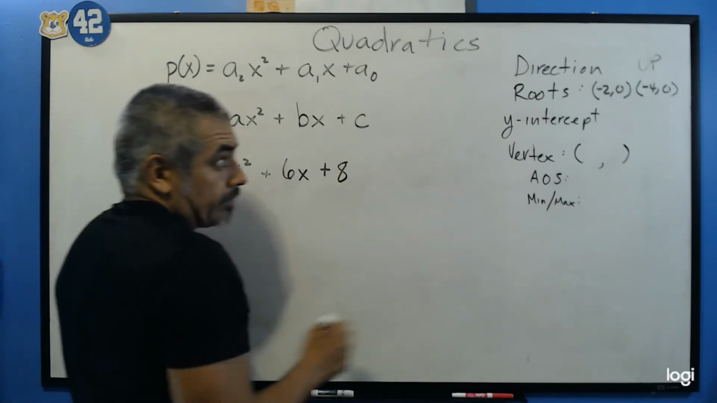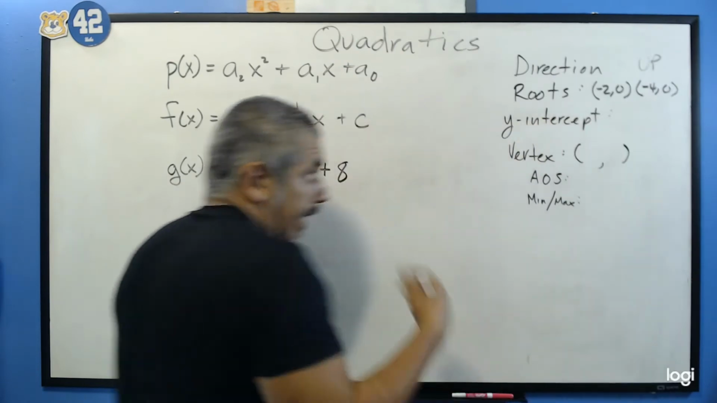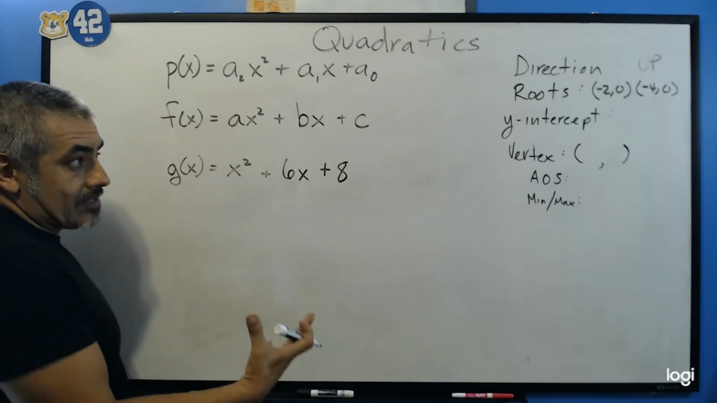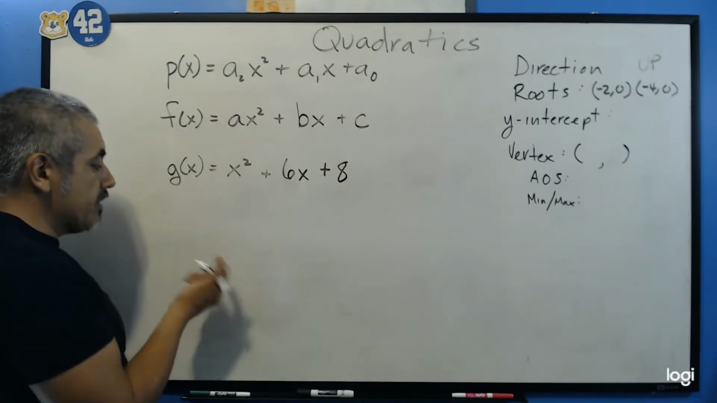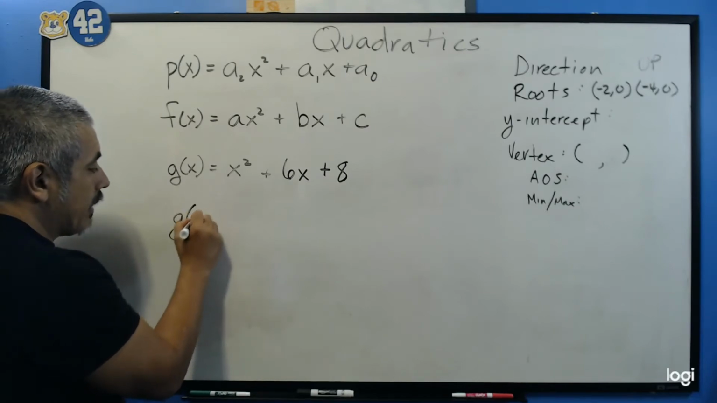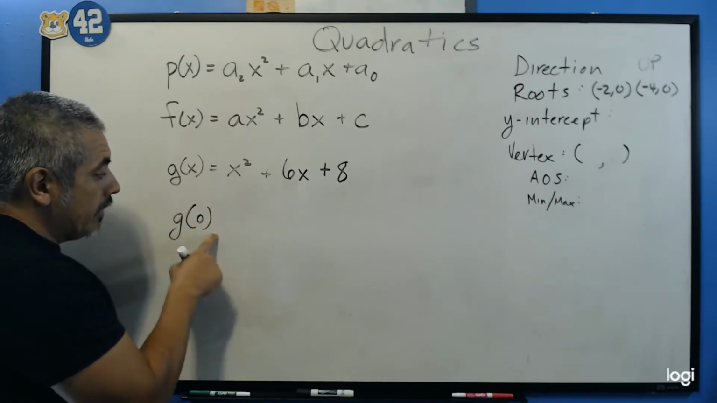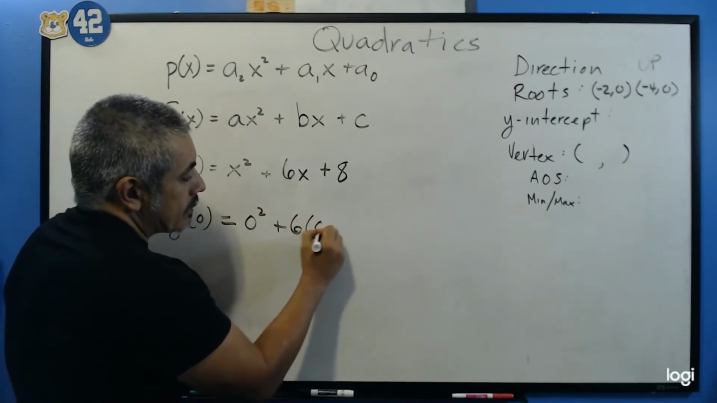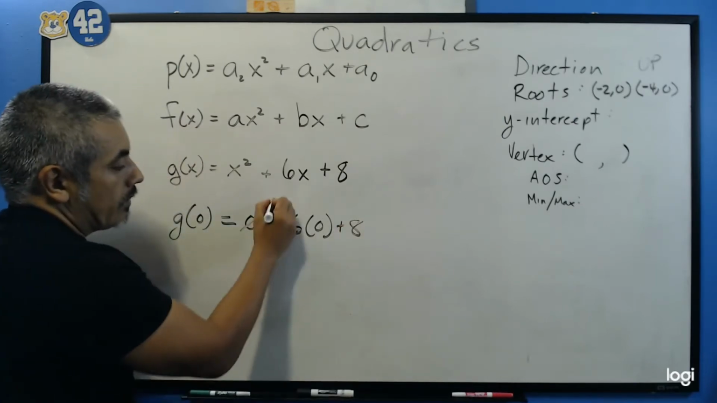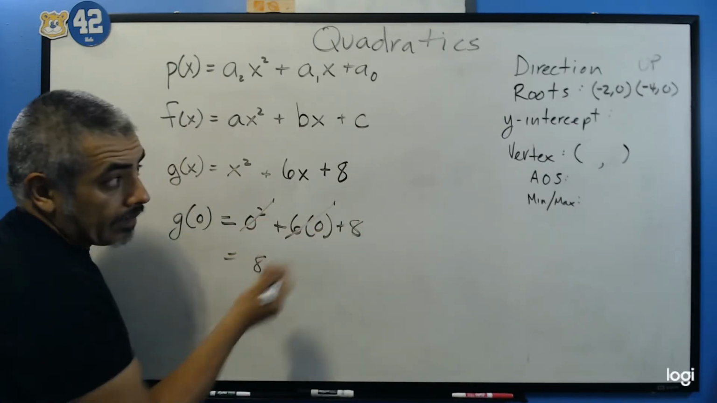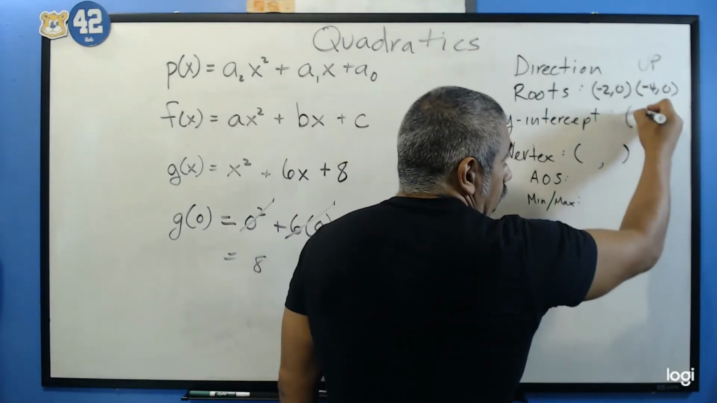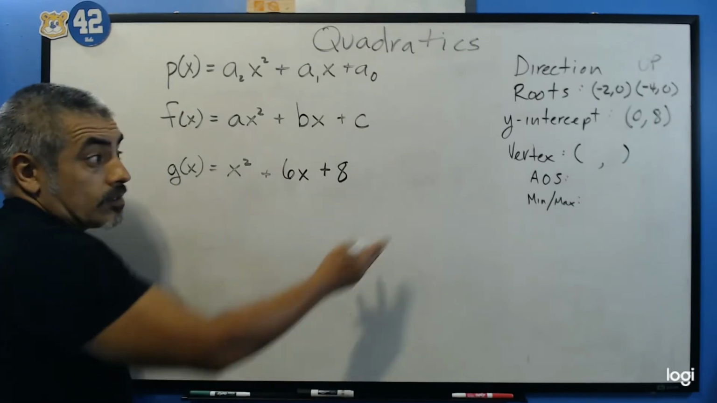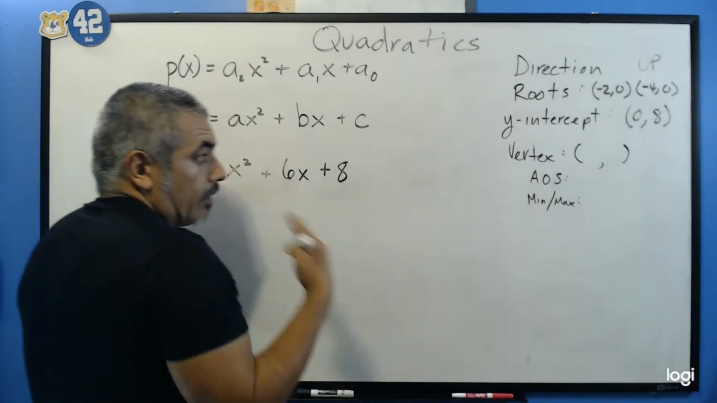The y-intercept. To find the y-intercept, I just need to ask the question, what is the value of this function when x equals 0? So all I have to do is plug in 0 or solve g of 0. So that's going to be my y-intercept. In this case, g of 0 is going to be equal to 0 squared plus 6 times 0 plus 8. 0, 0, 8. So that's just 8. My y-intercept is 8. So I'm going to put it as a point, 0, comma 8, because it is a point.